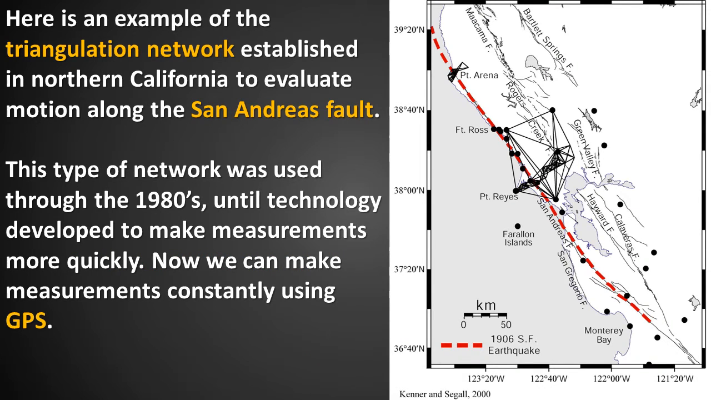Here is an example of the triangulation network established in Northern California to evaluate motion along the San Andreas Fault. This type of network was used through the 1980s until technology developed to make measurements more quickly. Now we can make measurements constantly using GPS.